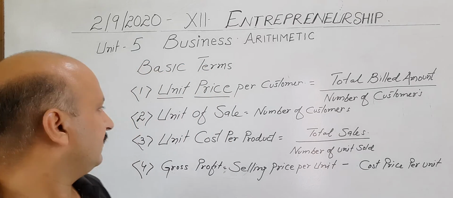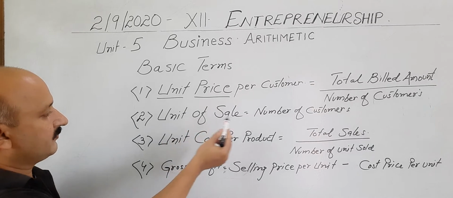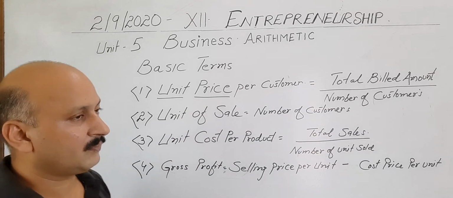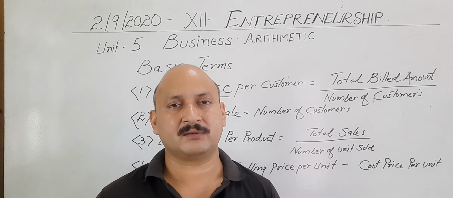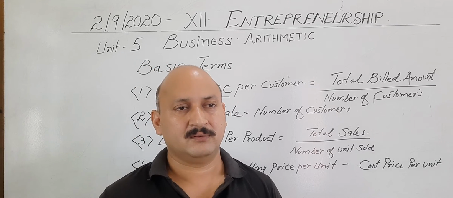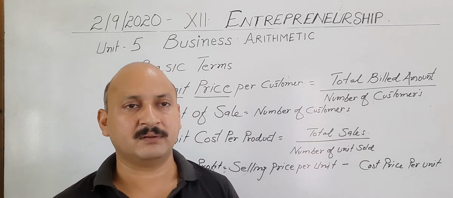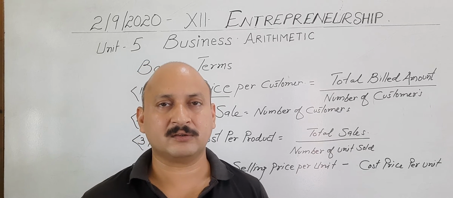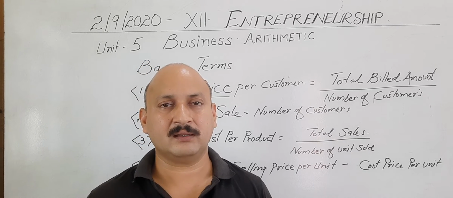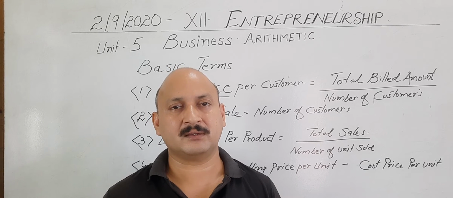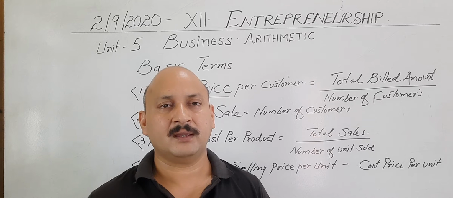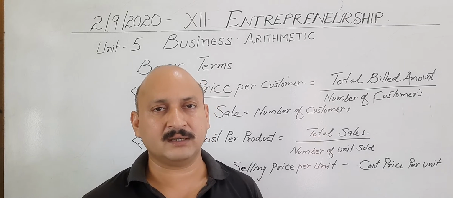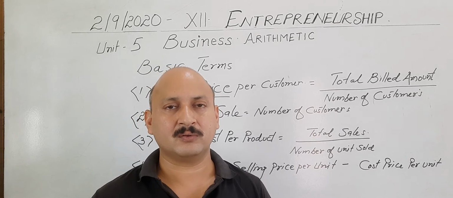Second point is unit of sale. Unit of sale here means number of customers. So in entrepreneurship, the simple things we learned in our previous classes are now reformed, and the basic terminology is changed. So don't get confused, it is very easy.